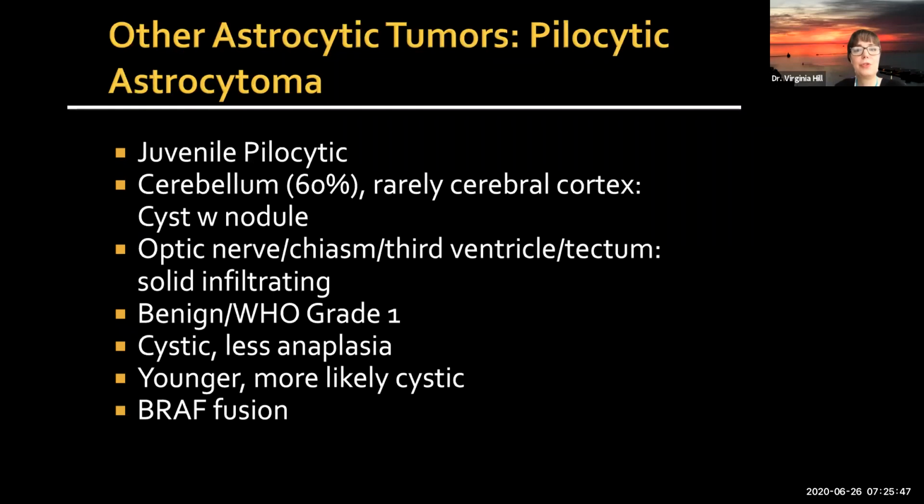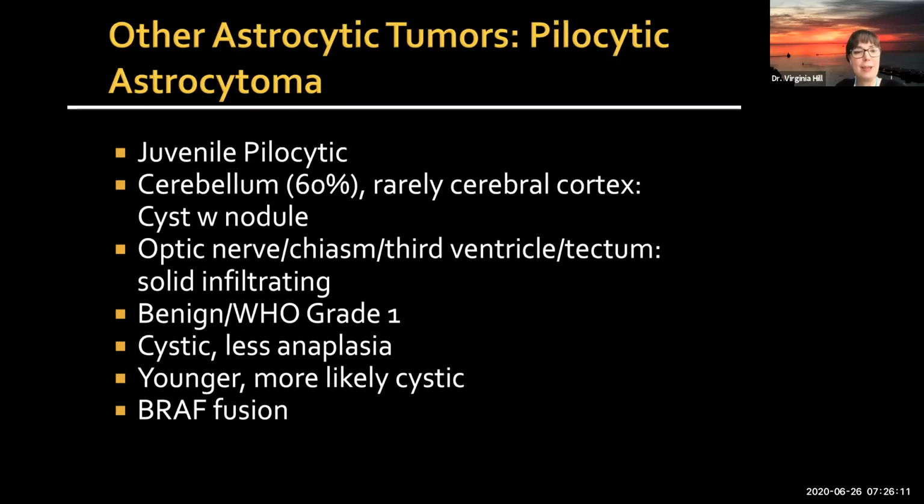Other astrocytic tumors that are important to know about: pilocytic astrocytoma, formerly called juvenile pilocytic astrocytoma. 60% occur in the cerebellum. Rarely you can see it in the cerebral cortex. It tends to be a cyst with a nodule, but the example I'm going to show you in a minute doesn't always have that very classic big cyst with an eccentric enhancing mural nodule. Sometimes it looks a little bit different.